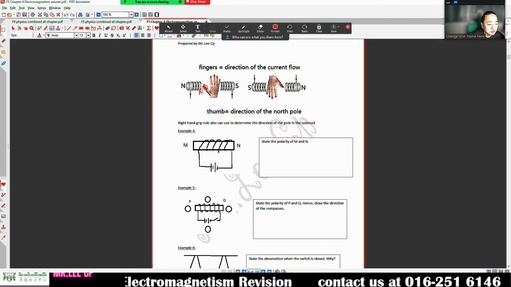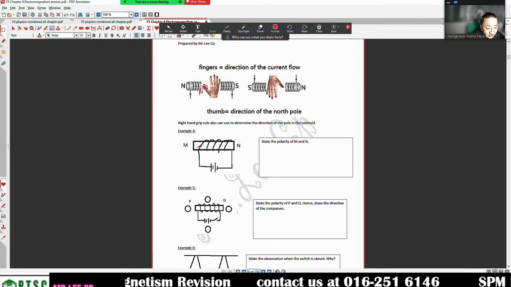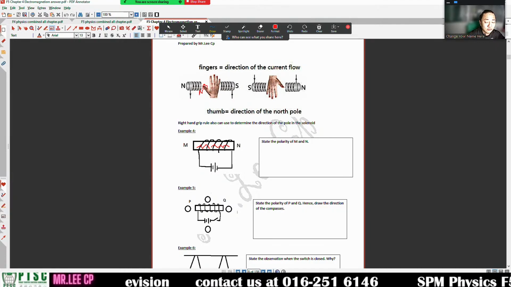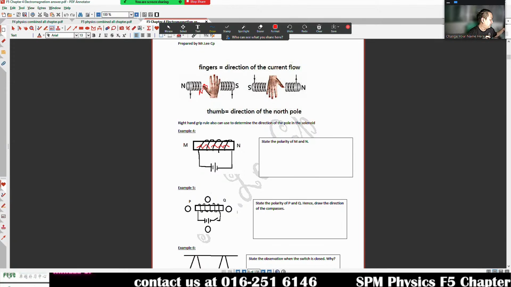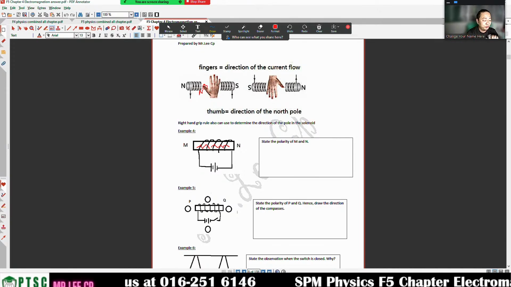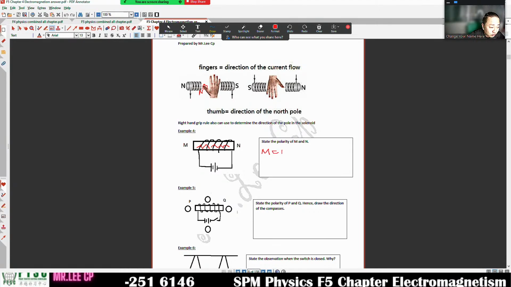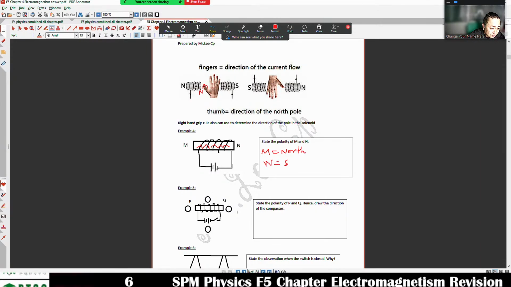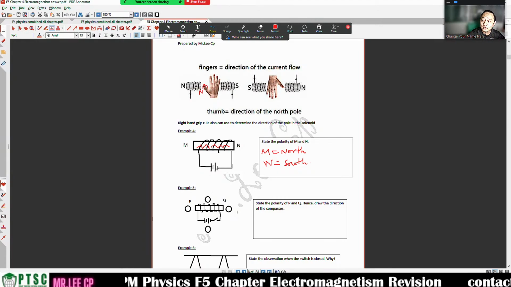Now first of all, we see one example here. The current flowing here is up. Tell me the polarity of M and N. So M will be north, and then N will be south. I guess you are okay, not too hard for you.